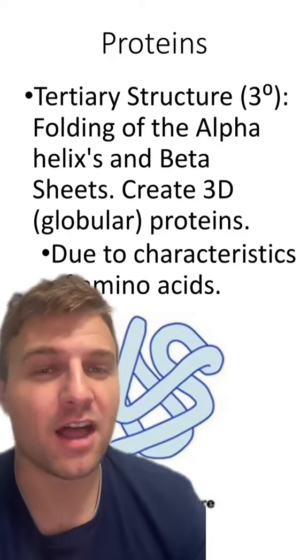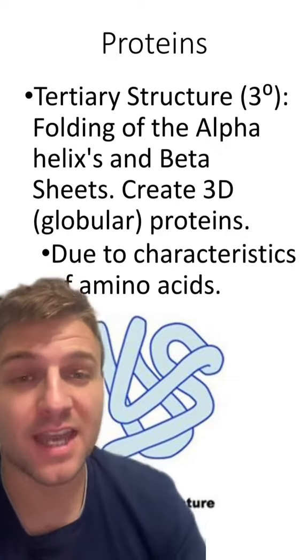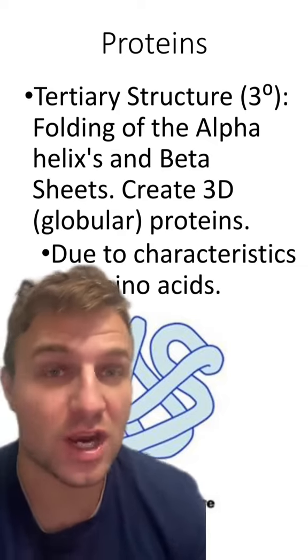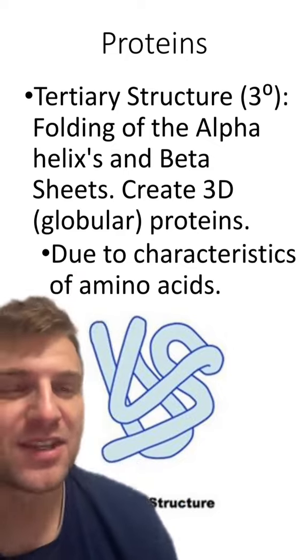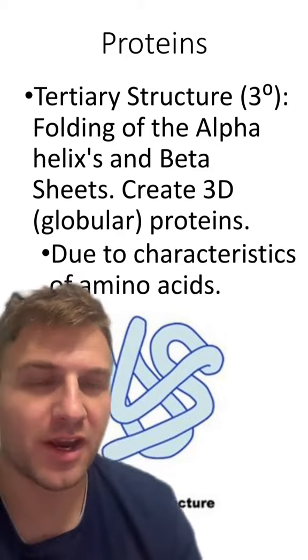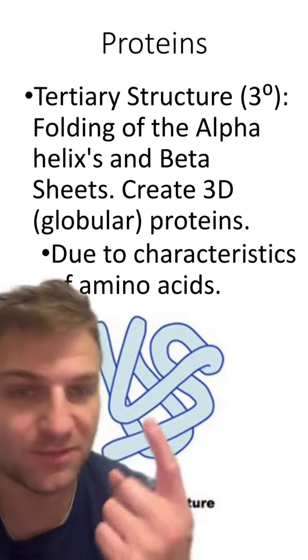This is when the alpha helixes and beta pleated sheets are going to fold on each other and bond together to form some 3D structure. And again, this is due to the characteristics of the amino acids. Some proteins will stop at this tertiary level, where it's just one polypeptide bonded together to form some structure.